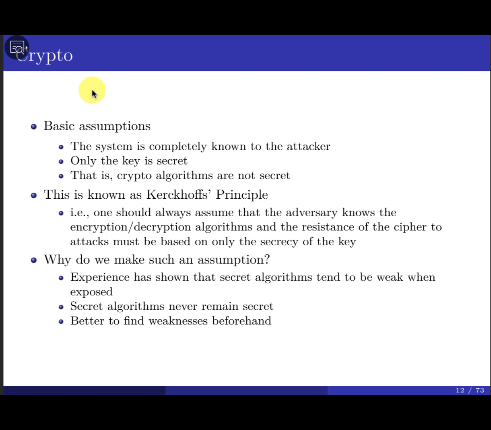One should always assume that the adversary knows, for example, the encryption and decryption algorithm, but the resistance to cyber attack, whichever encryption you have, must be based only on the secrecy of the key. And this is the reason behind it. The good thing here is that secret algorithms never remain secret. Somehow they're going to figure it out. Say I have a secret algorithm I'm going to use to encrypt the message, and you keep it secret only within our class. We come up with this special algorithm to achieve security in our communication, and no one knows about it.